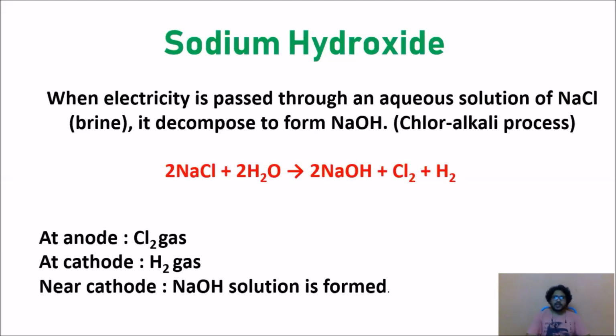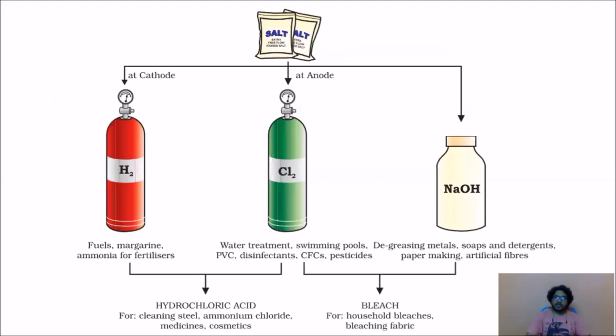And during that electrolysis process, at anode, in the sense positive terminal, we get chlorine gas. At cathode, negative terminal, we get hydrogen gas, and near the cathode itself we get NaOH solution. Let us see the diagram which is there in your textbook.